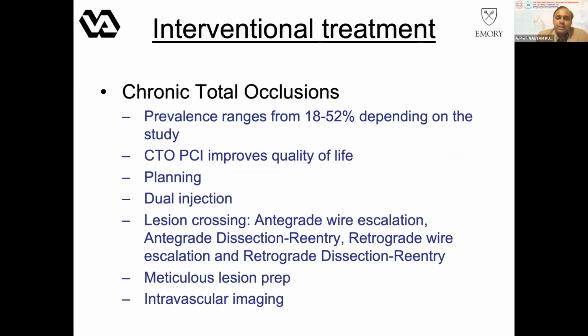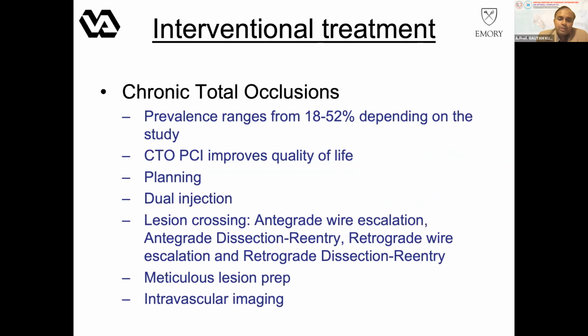Now, in terms of CTO, the prevalence ranges about 18 to 50%, depending on the study population. CTO PCI does improve the quality of life, that is known. Planning is essential for CTO PCI. Dual injection is an important part that should not be underestimated.